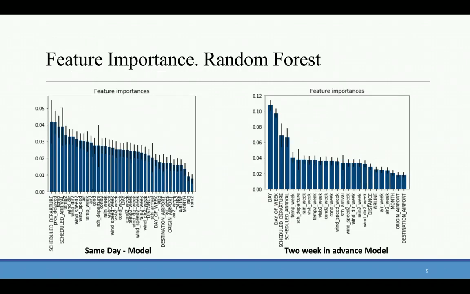Looking at the feature importance in the random forest, we can see that in the same day model, the most relevant features are the scheduled departure and the previous delay. And in the 2 weeks in advance model, we can see that the day and day of the week are the most relevant or important features.